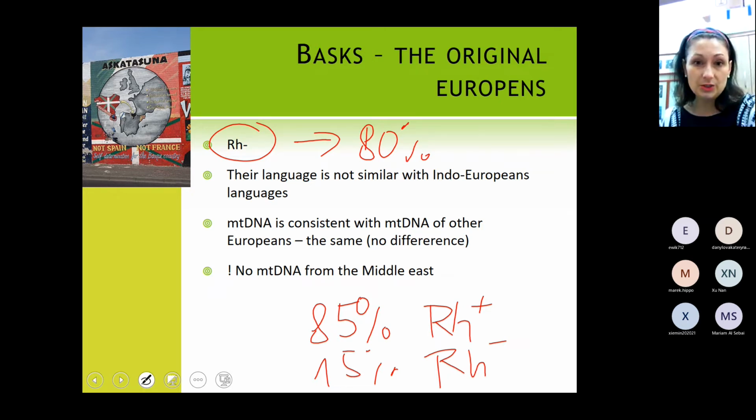Also, their language is not similar to the Indo-European languages. And the mitochondrial DNA of all other Europeans also contains DNA from the Middle East. However, the Basque mitochondrial DNA doesn't contain this DNA coming from the Middle East. So we expect, based on this theory, that the Basque were the original Europeans.